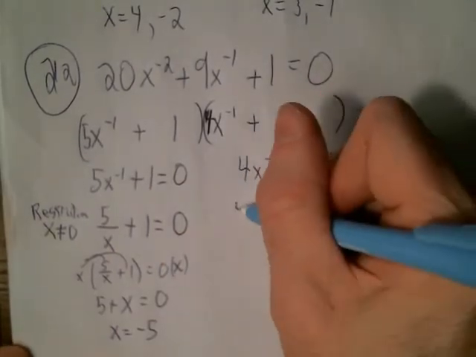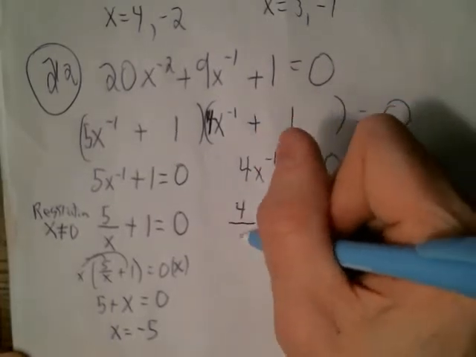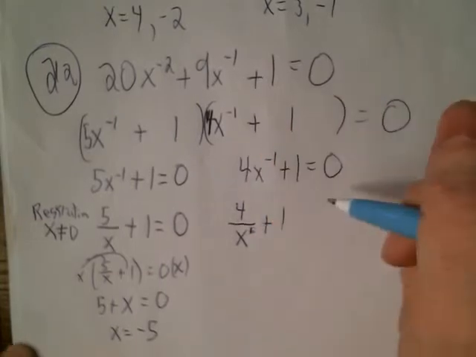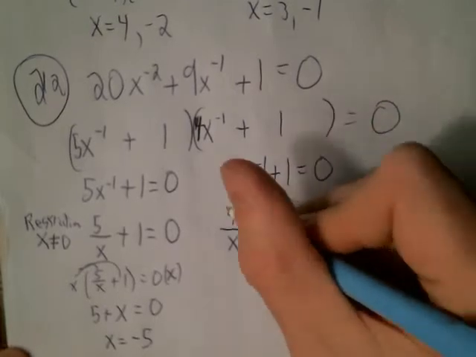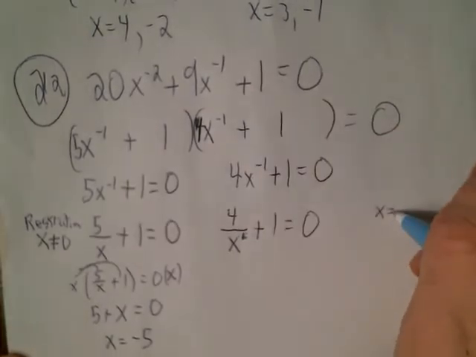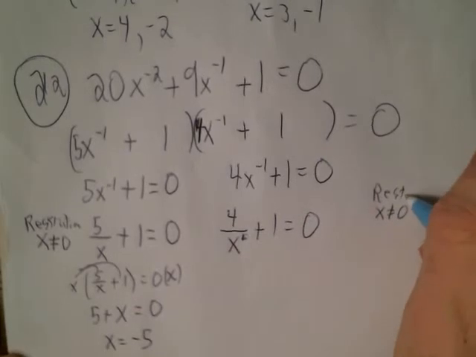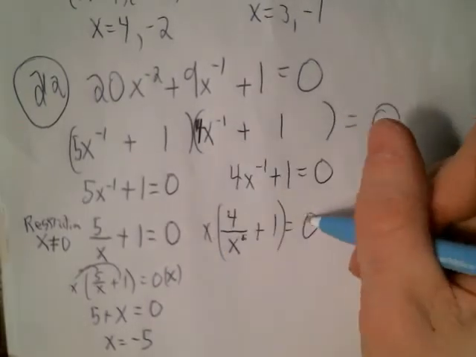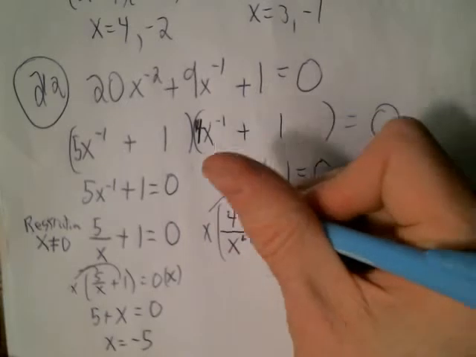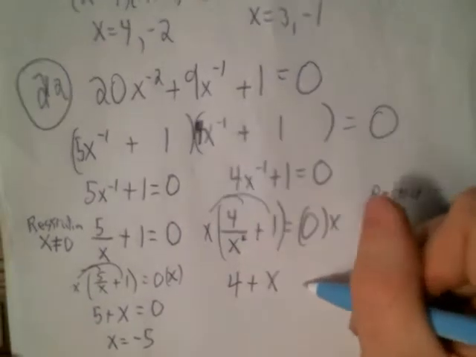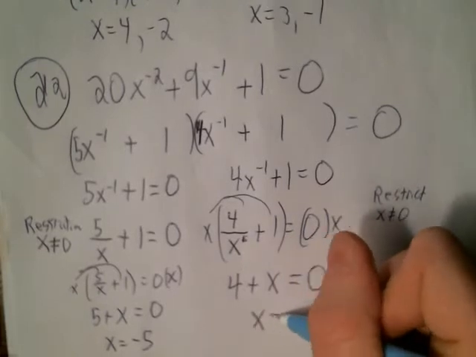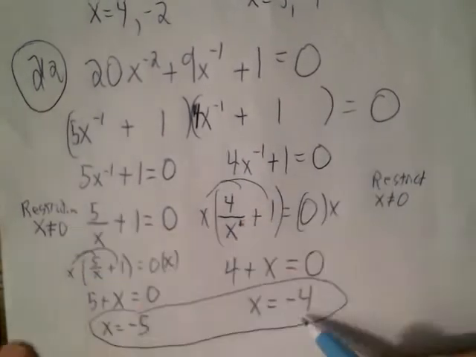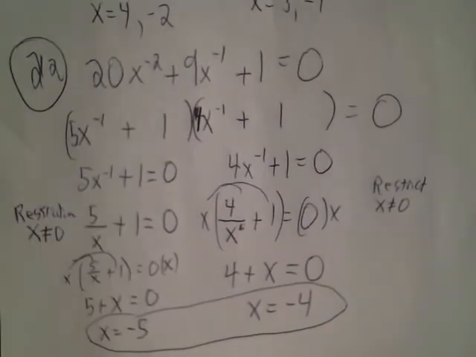Then from this equation, 4 times x to the negative 1 is the same as 4 over x to the positive 1. We're not going to put a 1 there, it's a bit silly, so 4 over x is good enough. Again, we have a restriction: x cannot be 0. I multiply both sides by x, and when I distribute, I get 4 plus x. On the right-hand side, I have 0. So my other solution is negative 4. Neither of these answers conflict with our restriction, so they're both good.